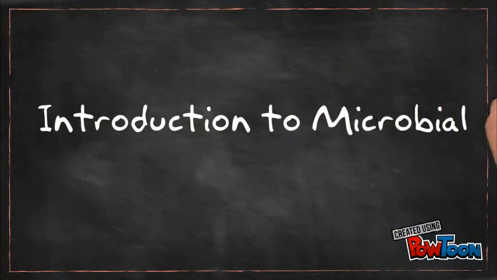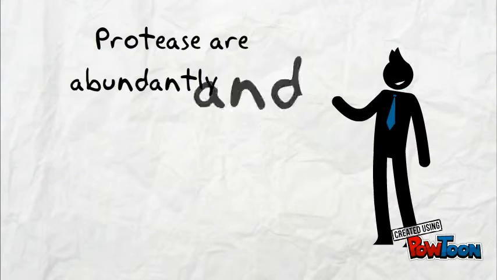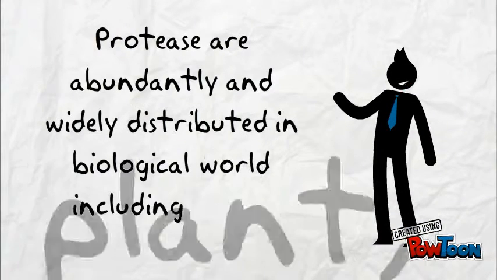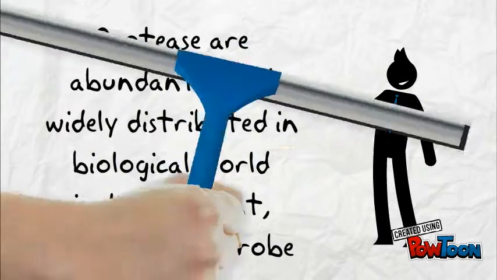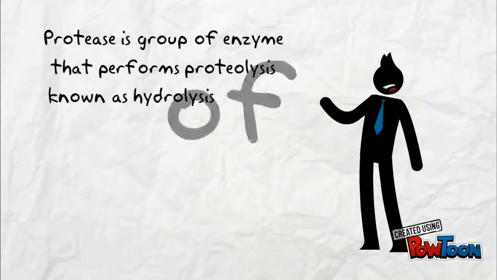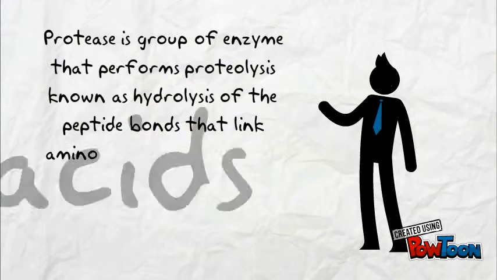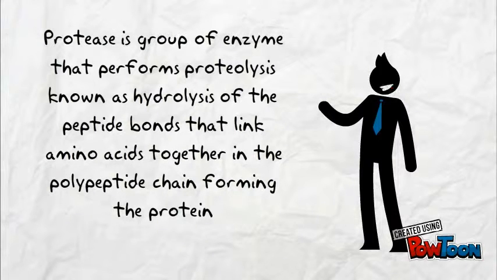Introduction to microbial proteases. Proteases are abundantly and widely distributed in the biological world, including plants, animals and microbes. Proteases are a group of enzymes that perform proteolysis, known as hydrolysis of the peptide bonds that link amino acids together in the polypeptide chain forming the protein.